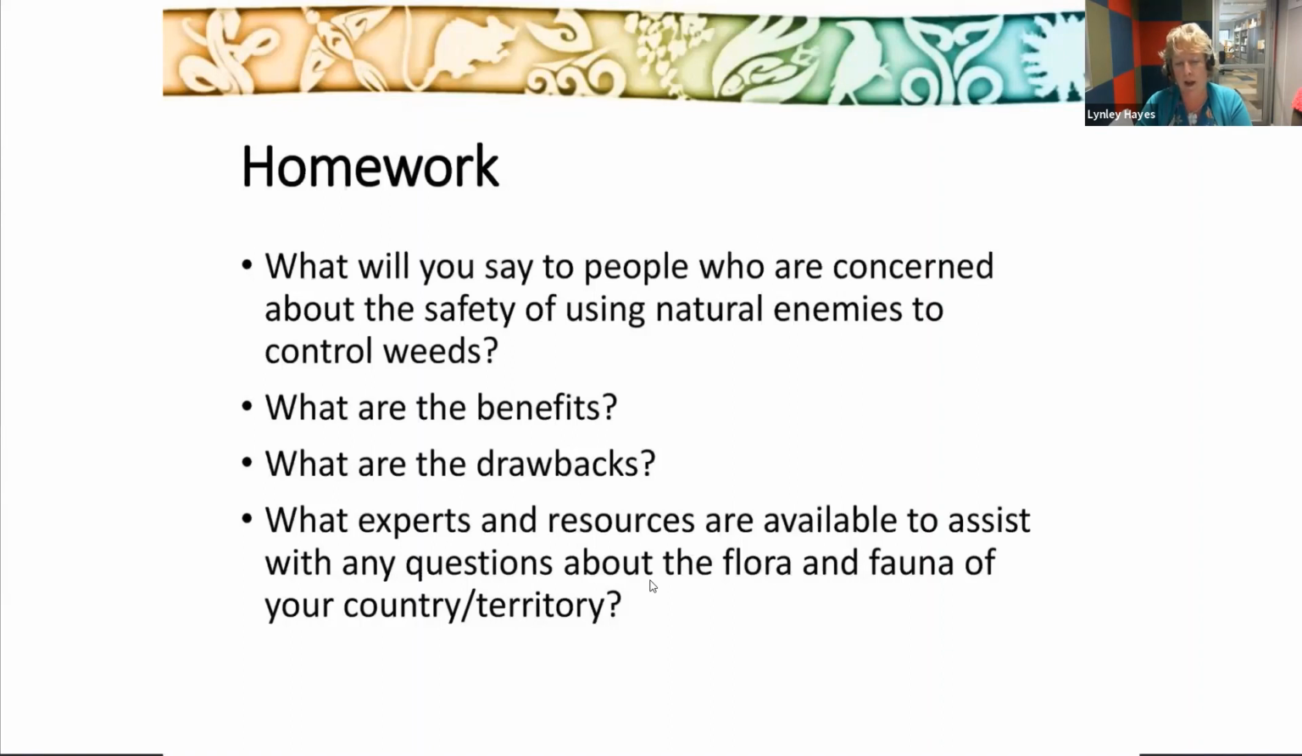Also want you to have a think about what experts and resources you have within your countries, because there will be questions about the flora and fauna of your countries that will need to be addressed as part of NENS work. Who's going to help us to find plants if we need to find them to do host testing, for example? If you have a native plant we need to test, who can assist with that level of detail of information? So that's your homework. But again, all these people on the screen, if we can all work together and help each other, we can beat some of these invasive weeds.